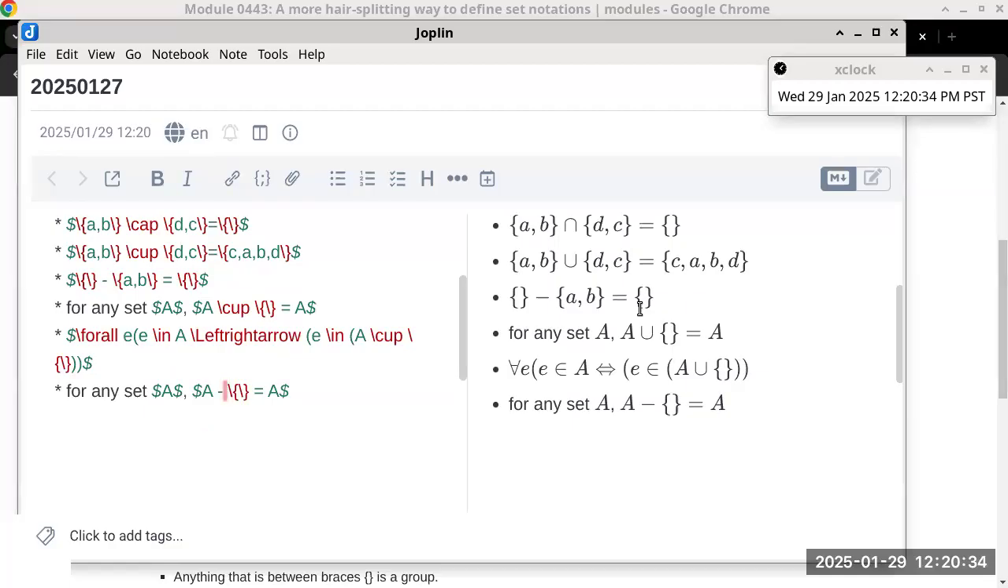Yes. Yeah. But you're taking a bite out of nothing. So what do you get? Nothing. Yeah, exactly.